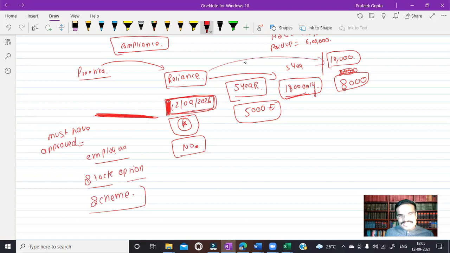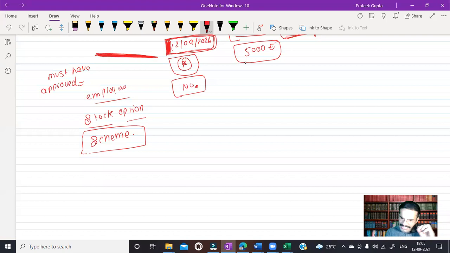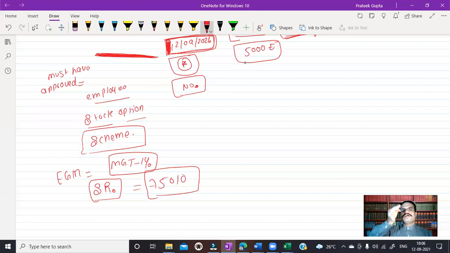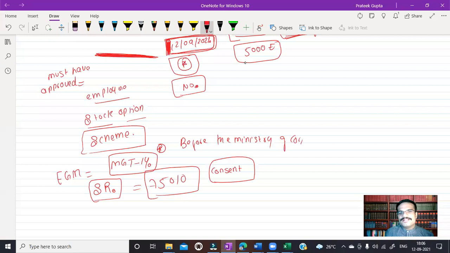And to approve this scheme, Reliance company must have conducted the extraordinary general meeting. And in this extraordinary general meeting, Reliance company must have passed MGT 14. Because sir, such a special resolution has to be passed. Special resolution means 75% approval. We have to pass the special resolution to approve the scheme of employee stock option. Whenever we pass the special resolution, that means consent of 75% shareholders, we have to file MGT 14 before the Ministry of Corporate Affairs. We have to file this form, MGT 14.